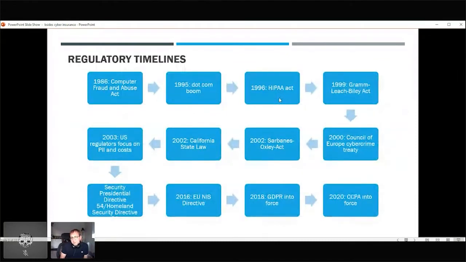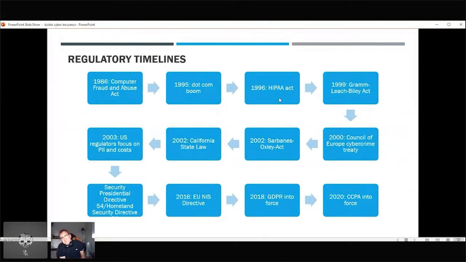The other push for the uptake of cyber insurance is obviously regulation. In 1986, there was the Computer Fraud and Abuse Act in the US. Then there was the dot-com boom, and everybody was moving online. In 1996, there was the HIPAA Act, which is quite incredible if you think about it nowadays. In terms of industry verticals, healthcare is probably one of the major targets of cybercrime. If you look at the Ponemon reports or the Verizon report from a couple of years ago until now, healthcare is basically always at the top. So it was interesting that people had already thought about that in 1996. That was a nice piece of legislation.